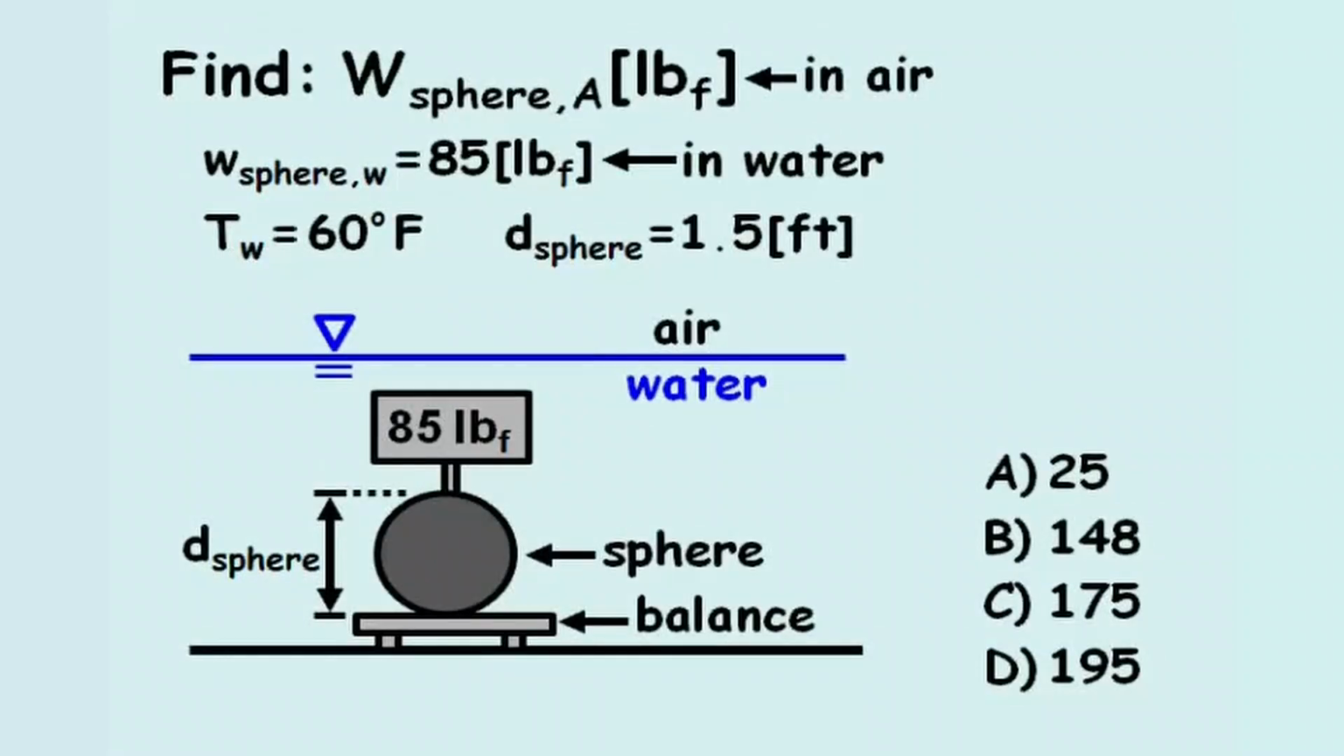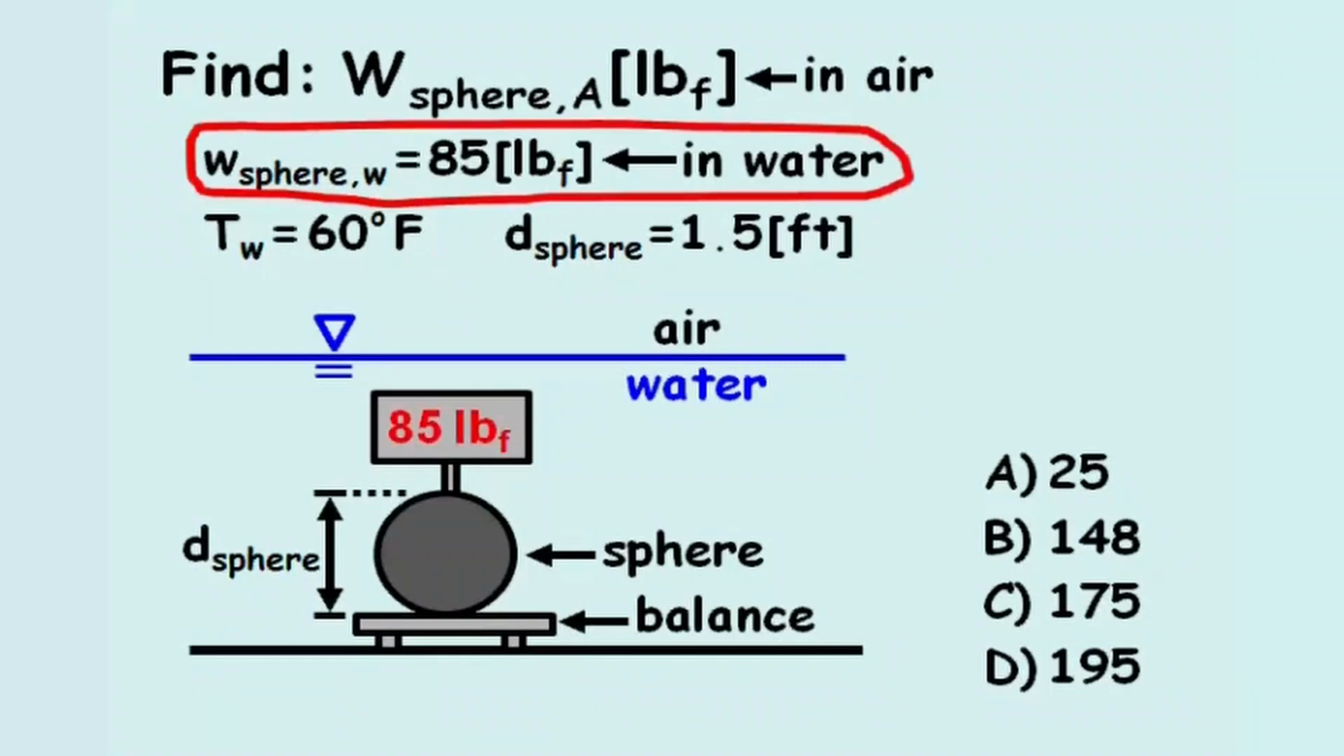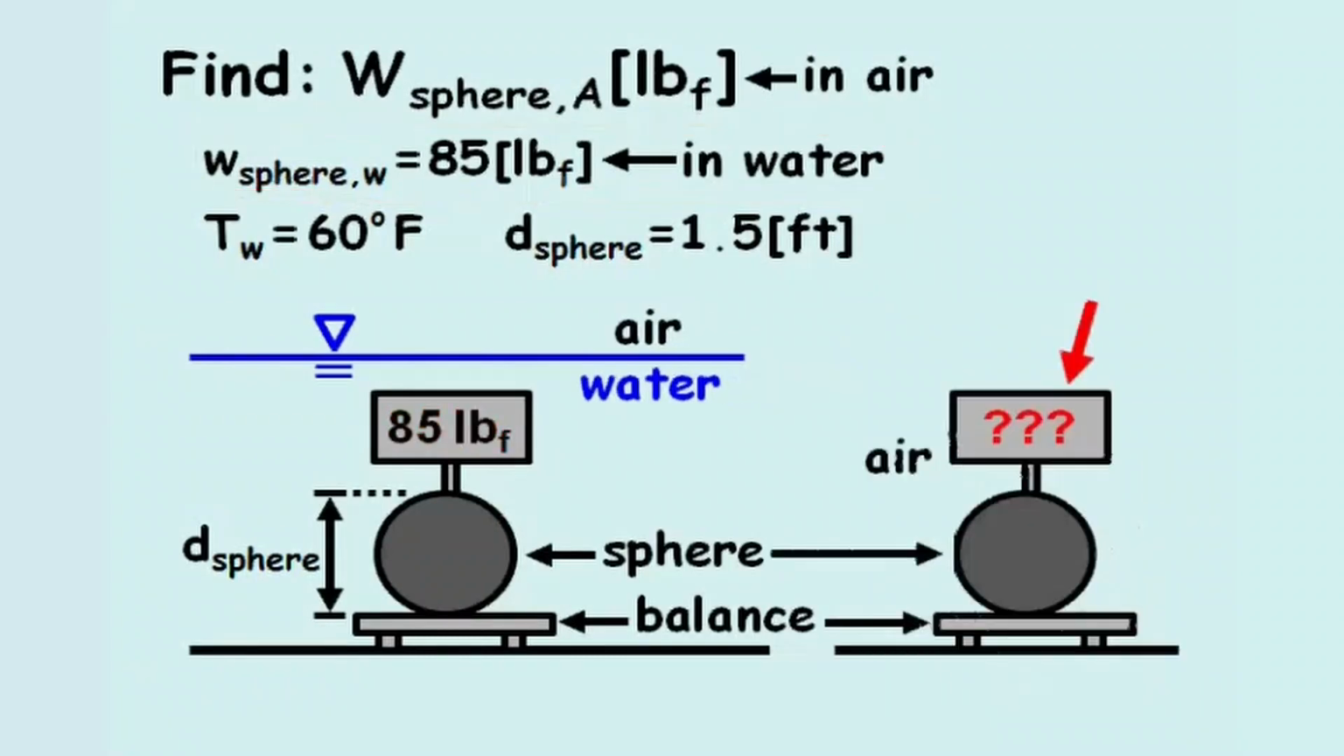Find the weight of the sphere in the open air in pounds force. In this problem, a sphere with a diameter of 1.5 feet is submerged in water, which has a water temperature of 60 degrees Fahrenheit. The weight of the sphere when measured on a balance underwater equals 85 pounds force. The question asks to find the weight of the sphere if weighed on a balance in the open air.